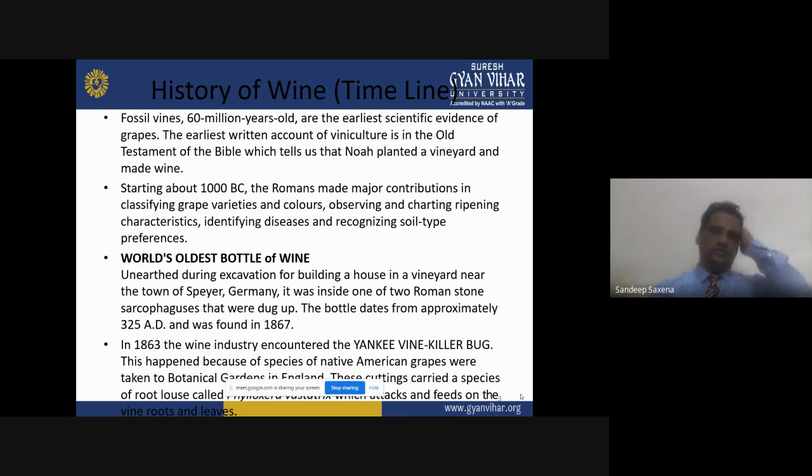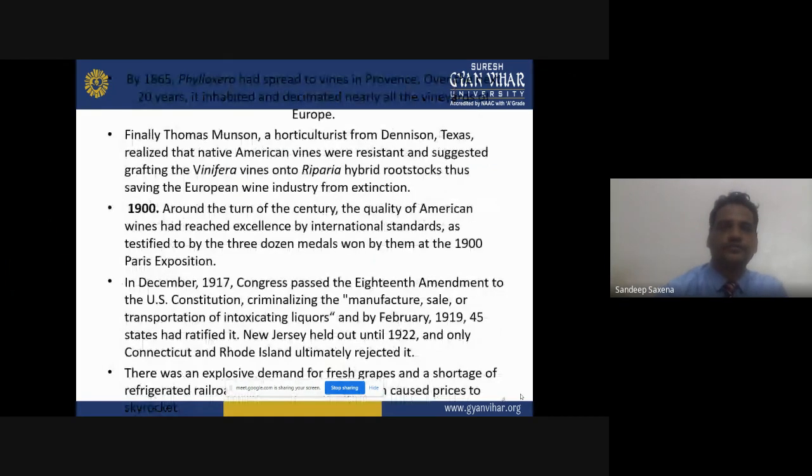The world's oldest bottle of wine was unearthed during excavation for building a house in a vineyard near the town of Speyer, Germany. It was inside one of two Roman stone coffins that were dug up. The bottle dates from approximately 225 AD and was found in 1867.